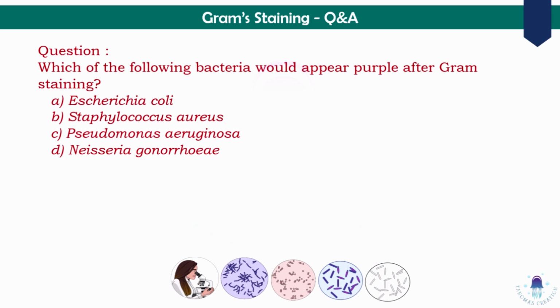Question: Which of the following bacteria would appear purple after gram staining? Option: A. Escherichia coli, B. Staphylococcus aureus, C. Pseudomonas aeruginosa, D. Neisseria gonorrhoeae. Answer: B. Staphylococcus aureus.